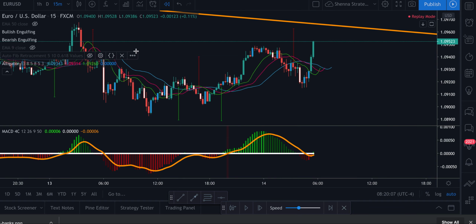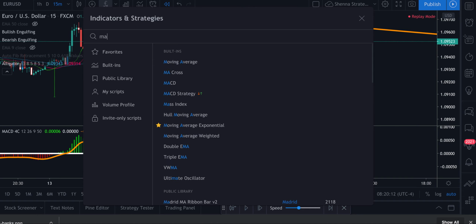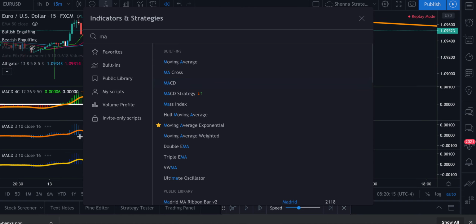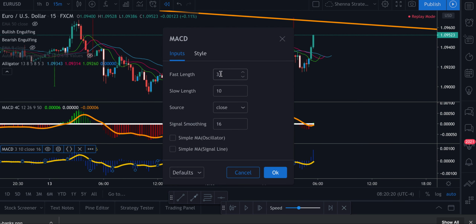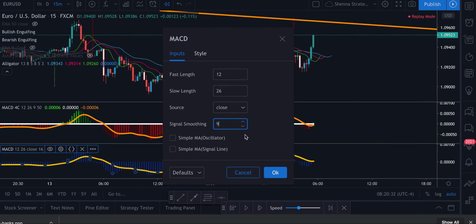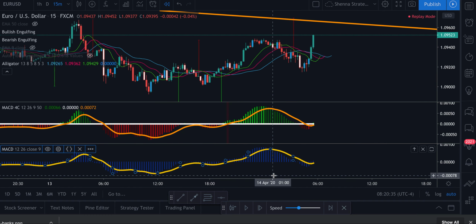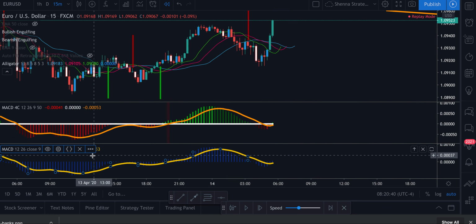And how I want you to set your MACD up is, let's just assume that you're using regular MACD. All you're going to do is go to MACD, and then you're going to change it to 12, 26, 9. Okay. So it should look just like this. See, they're basically the same. It's not much of a difference.